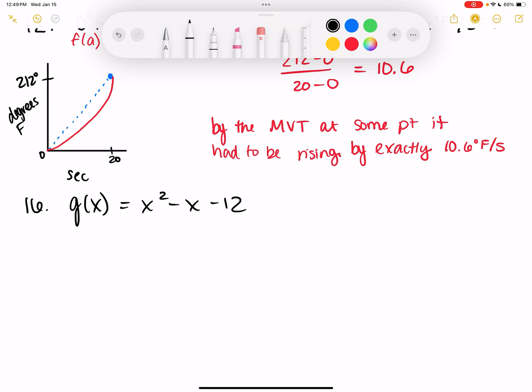So, first derivative would be what? 2x minus 1. Yep. And second derivative? 2. Beautiful. All right, so set this equal to 0 and solve. So x equals 1/2.